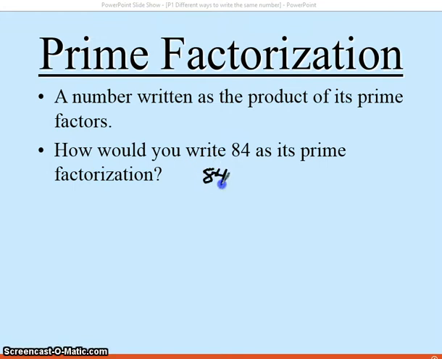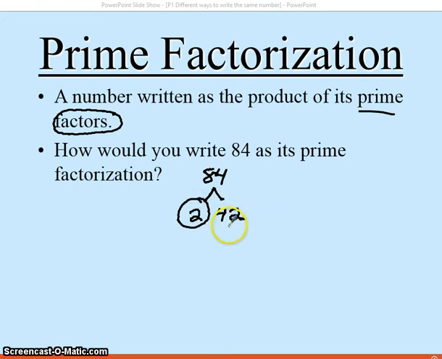So we take the number 84 and we want to know what numbers are factors of this number. How could we divide it? Well, 84 could divide by 2 since it's even. 2 times 42 would make 84. These are both factors of 84, but only one of them is a prime factor, and that's the 2.